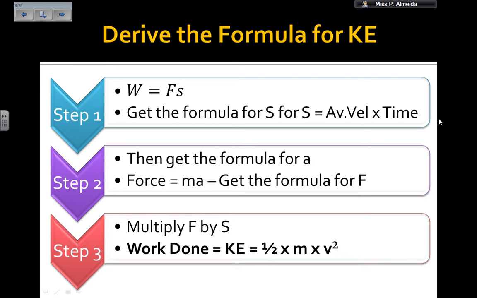Then step number 2, get the formula for acceleration. So you know what acceleration is overall, okay? And again, if you don't know what I'm saying just right now, wait until my next slides. And then you know that force equals mass times acceleration. So from the acceleration, multiply by mass and get the formula for F, and then multiply F and S together. And because F times S is the work done, and work done is the energy transferred, work done should give you the kinetic energy, which is 1/2 times the mass times the velocity squared. So let's see this in action.